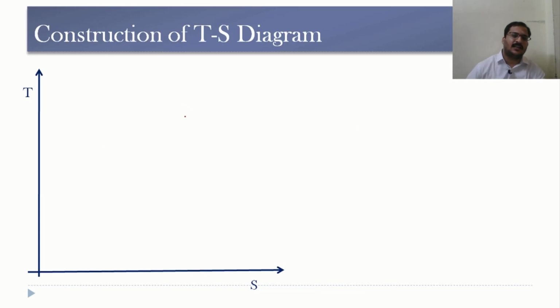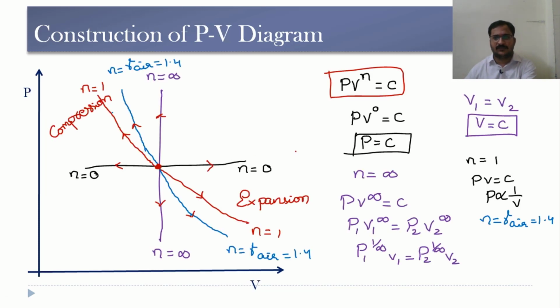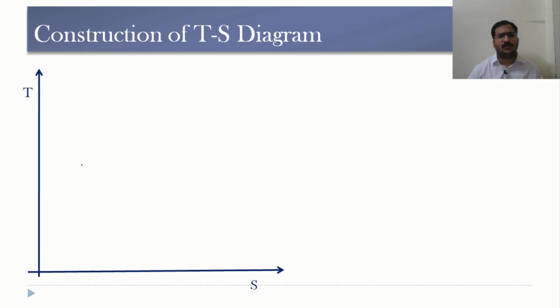Now let us see the construction of the TS diagram. For the TS diagram, we don't have an index like this, but we know that when temperature is constant, we will get a horizontal line. This is when temperature is constant.